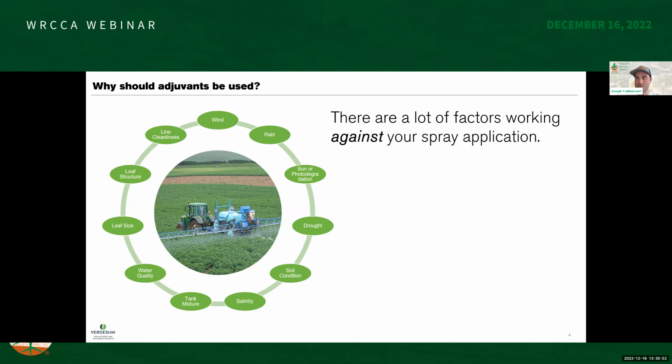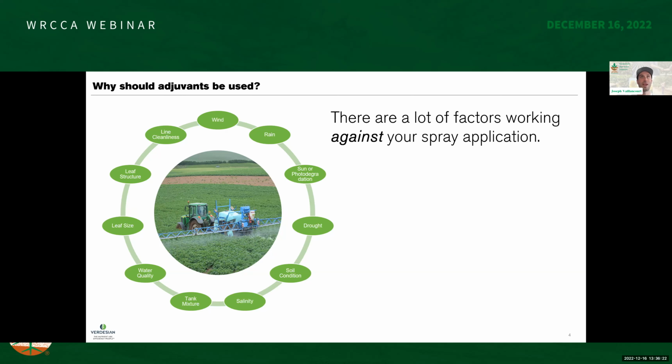You've got to think too, there's a lot of things working against that spray application. Nature doesn't care what you're spraying or when you're spraying it or how you're spraying it or how you want that spray droplet to behave. But that's what adjuvants are for. Sometimes it's the last thing a grower might think about putting in their tank, but it really can have a profound effect on the efficacy of that spray solution. This is not an exhaustive list by any means.